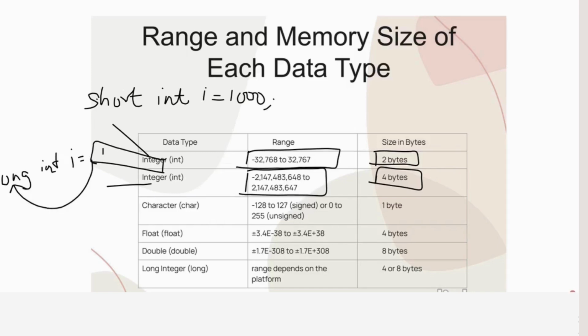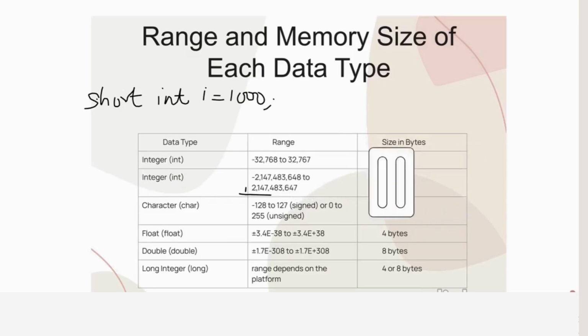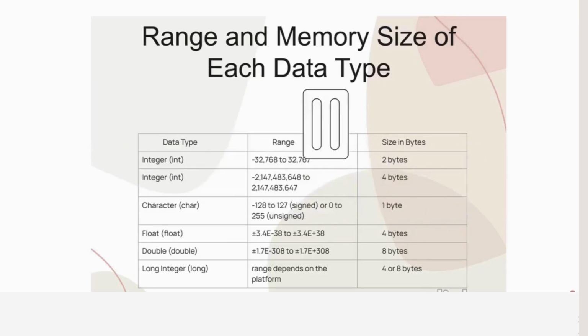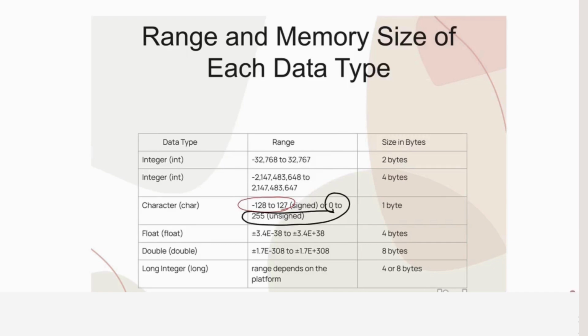Moving ahead, char. The char keyword is used to store a character in a character type of variable. As you can see here, the range of characters that can be stored would be -128 to +127 if it is signed, and 0 to 255 if it is unsigned. A character needs only 1 byte of memory to store one letter in the memory.